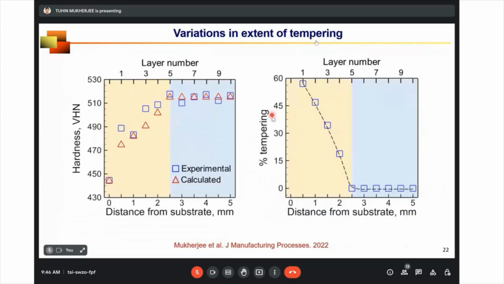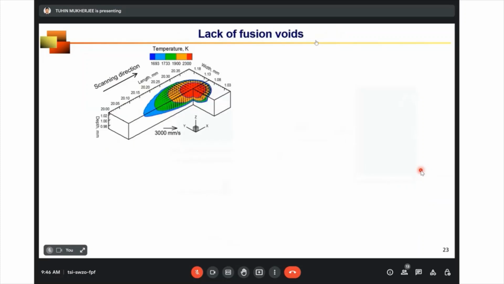The extent of tempering of martensite also follows a similar trend, but in the opposite way, because the more it tempers, the more the hardness changes. So where the hardness does not change, we do not see any change in the percentage of tempering. But not only the microstructure or phases control the final mechanical properties of the part, there are several defects that also contribute. One of the most prominent examples is lack of fusion void.